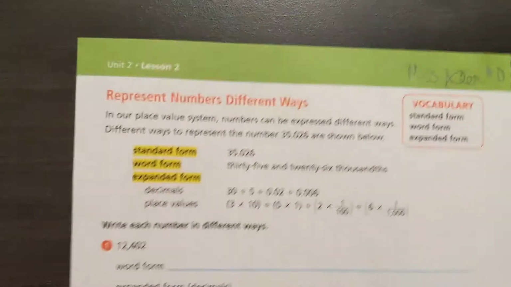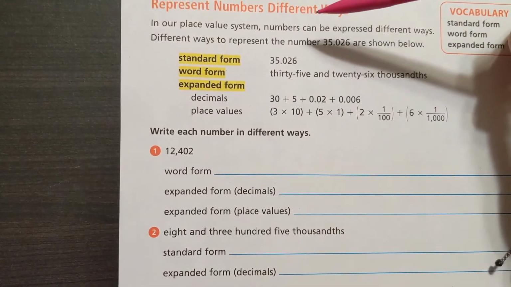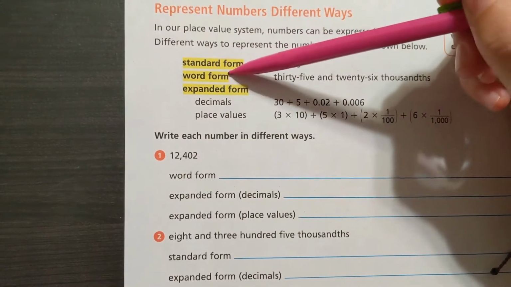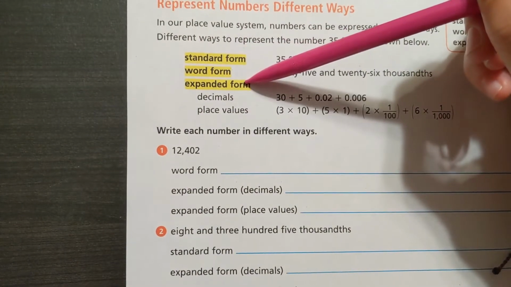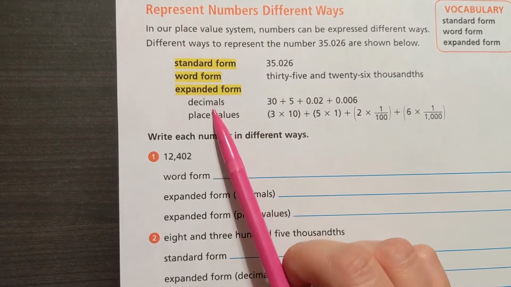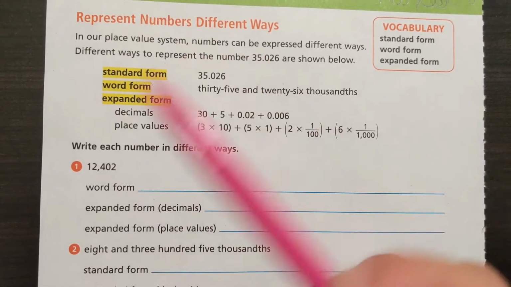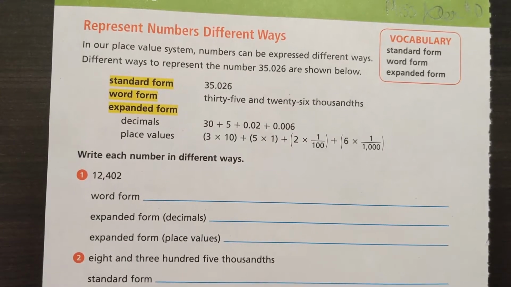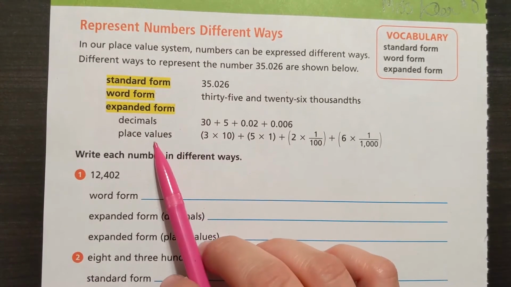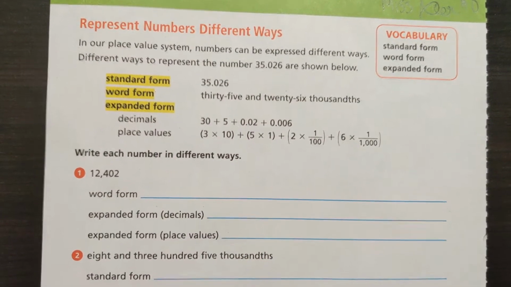Turn to page 50. They are going over all of the word forms that we have learned. Standard form, word form, expanded form, and they've represented it as doing it in decimals or place values. So that's how they would like it. Remember, it's good to get used to different phrases. For example, Ms. Fisher used the phrase using powers of 10. In their situation here, that would be using place values. But we also learned both, so we'll be just fine.